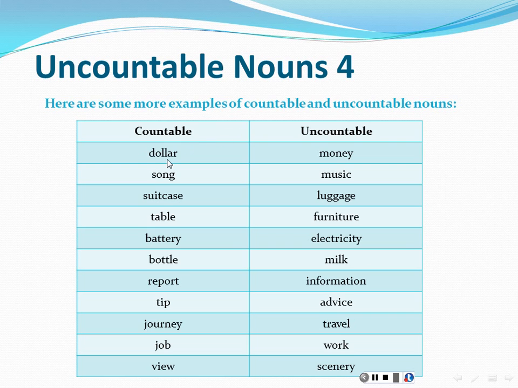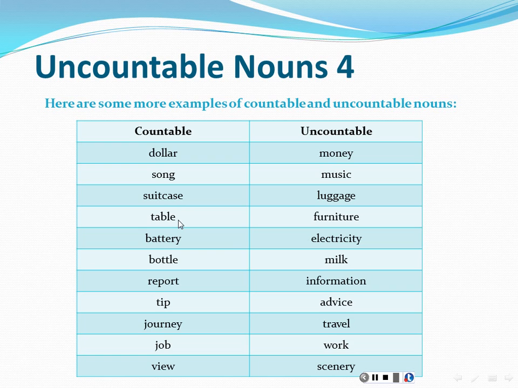So we have dollar, which is countable. We can say $10. And here we have uncountable money. Song, أغنية, music. Music is uncountable. Suitcase, حقيبة, luggage, أمتعة.